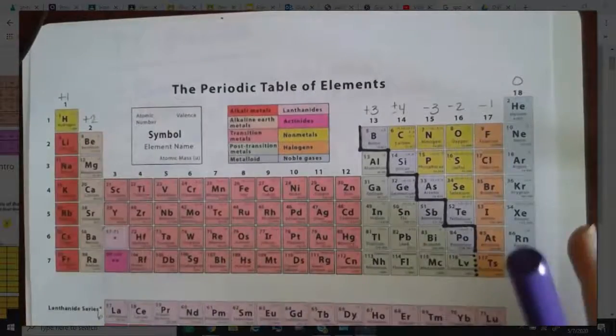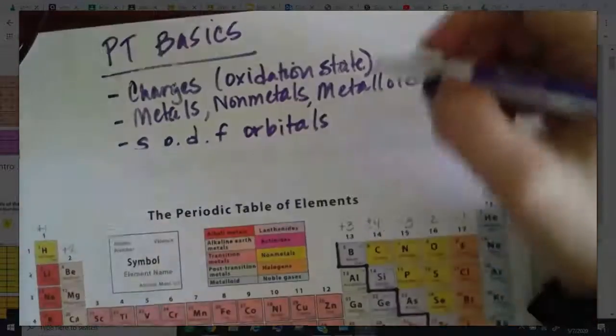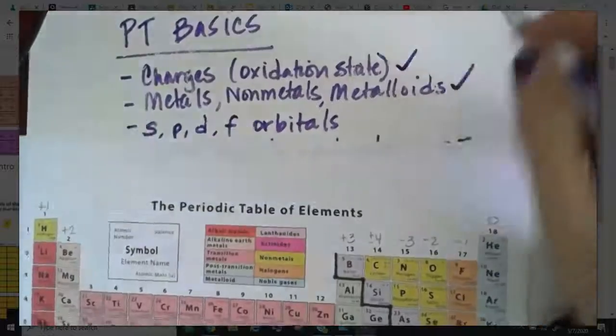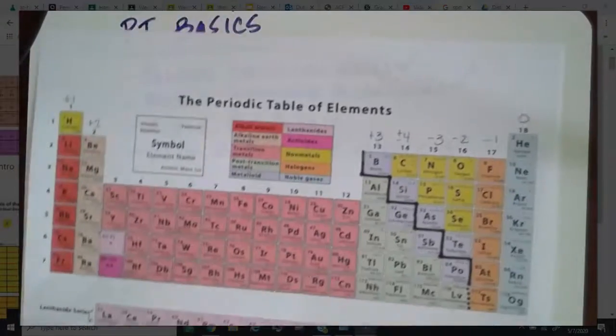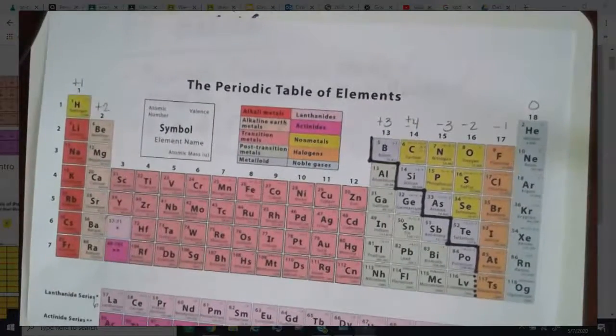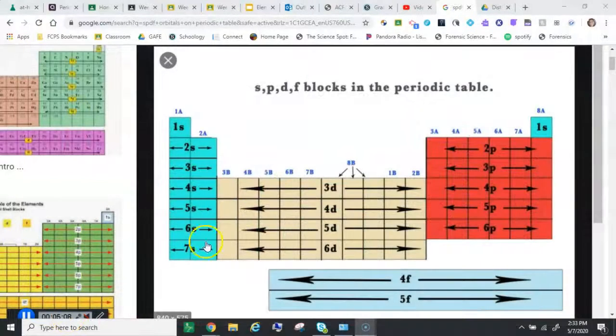All right, so there's your basics of charges and metals and nonmetals and metalloids. Okay, your s, p, d, and f orbitals. That's the next thing. If I show you on the periodic table, something that looks like this, you'll notice it breaks up into 4 sections.